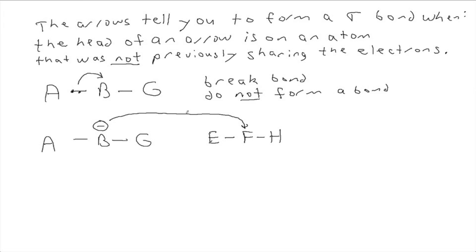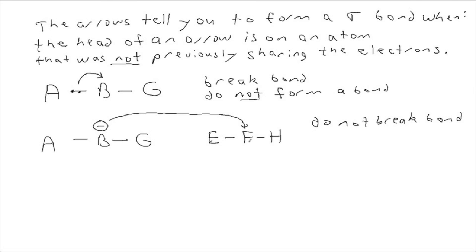All right, now let's analyze this arrow. So first of all, does this arrow tell us to break a bond? No, it does not, because the tail is not on a bond. Good. Now we have to ask, should we form a bond? Well, which atom is the head of this arrow on? F. Now, where are the electrons coming from that are moving towards F? Was F previously sharing those electrons?